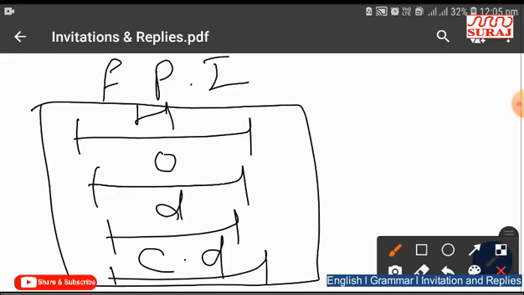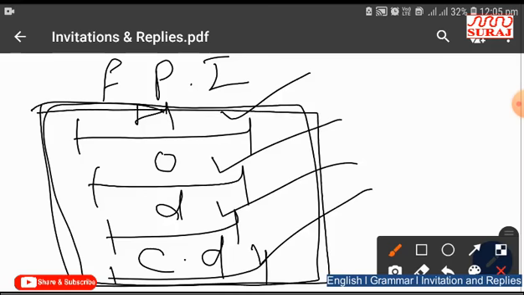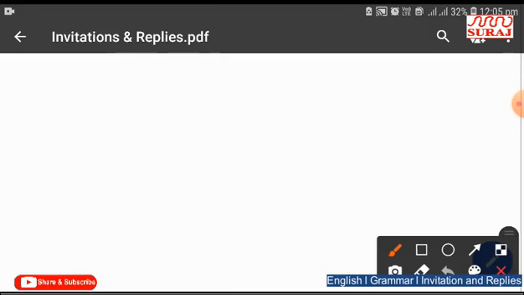First of all, we should mention the host. After that, the occasion, then the details. After the details, we should mention contact details, and after that, we should make a box. That is the structure of formal printed invitation. Now I am going to tell you about the structure of formal not printed invitation.